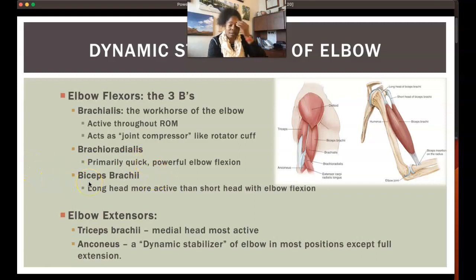And then of course the biceps brachii, right? That's the handsome muscle or the cute muscle. It's the muscle that we see. It's the muscle that we try to bulk up as much as possible. It's also going to be active in elbow flexion.